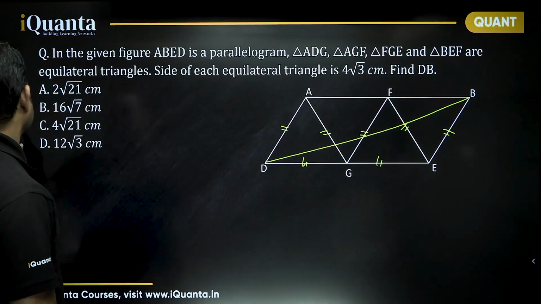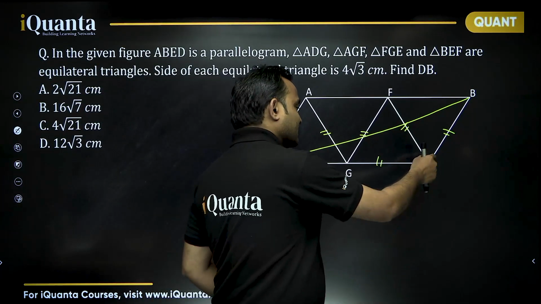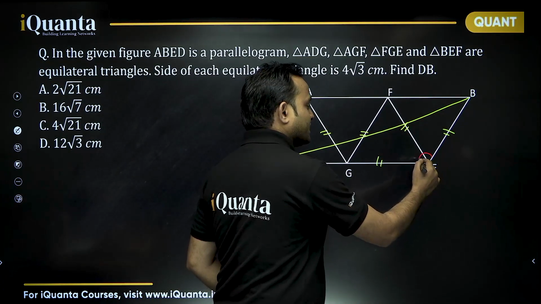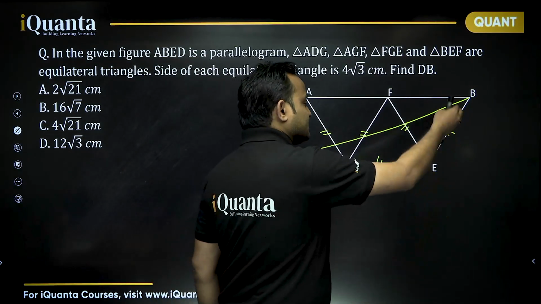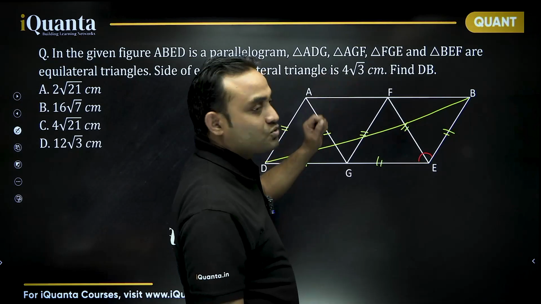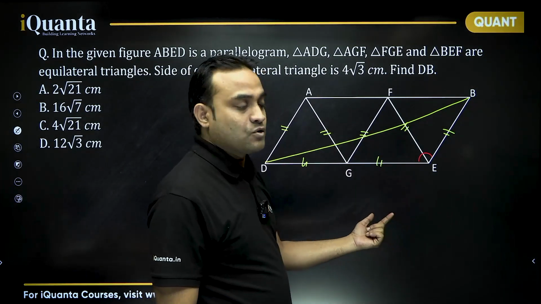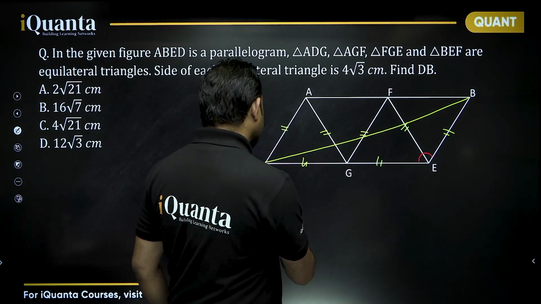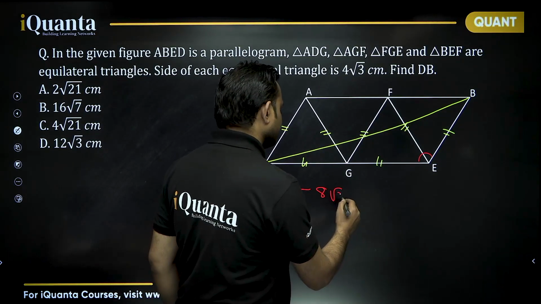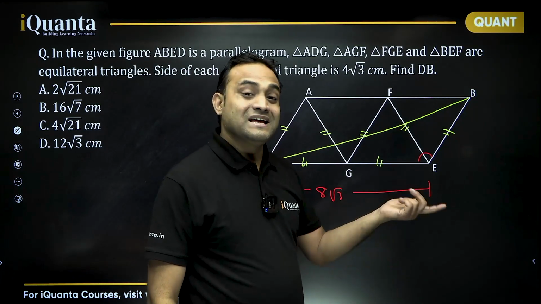How do we find this length? Can we say that we can find that this angle is 120 degrees, and this length is given. We can also find DE. If BE is 4 root 3, DE is DG plus GE, both of them are 4 root 3, so this will become 8 root 3. Then we can use the cosine formula, but that is not required.